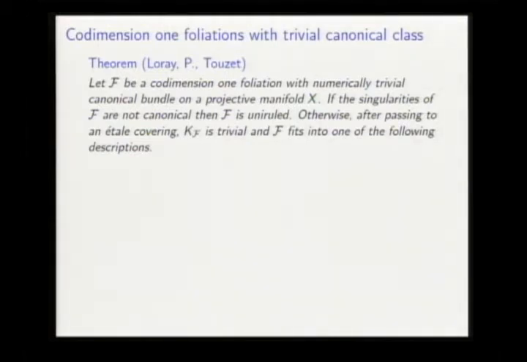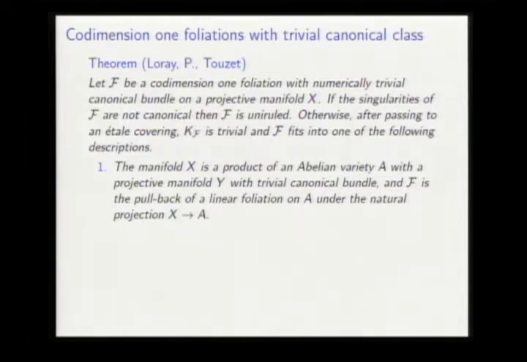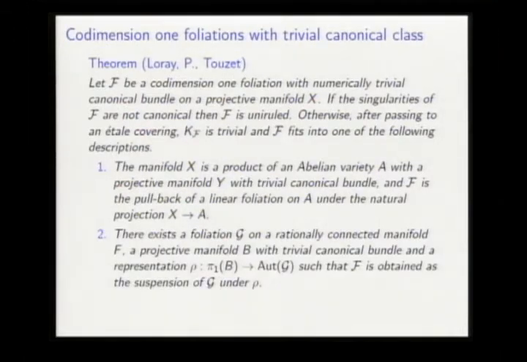Otherwise, we have to pass to a finite étale covering, and then we can say that K_F is not only numerically trivial, but it's actually trivial, and that we have one of the following descriptions for the foliation. So the manifold X itself is a product of an abelian variety with a projective manifold Y. This projective manifold has trivial canonical bundle. And F is just a linear foliation on the abelian variety, a linear foliation on a torus that I'm putting back to X. Or we have the following situation.